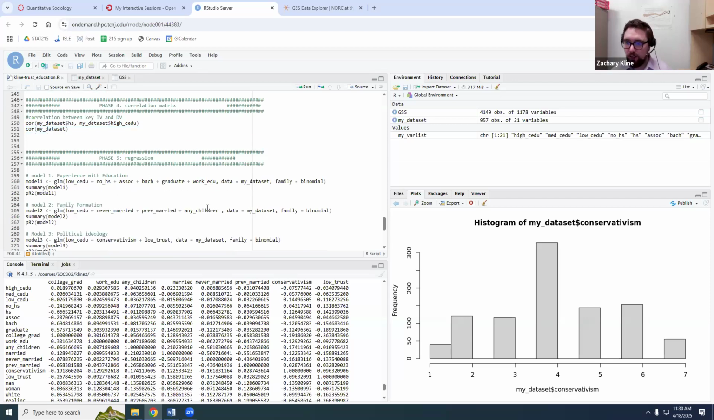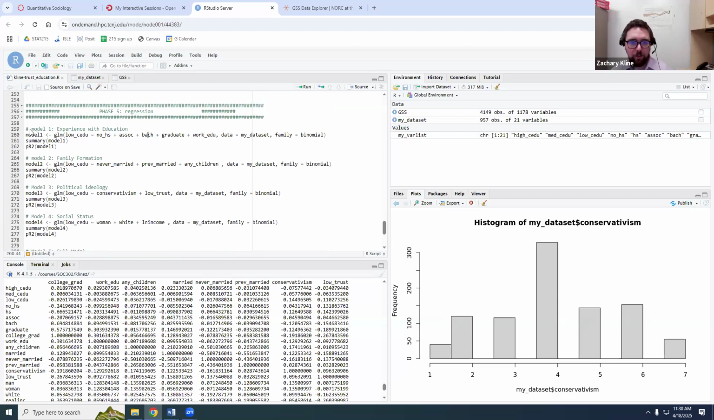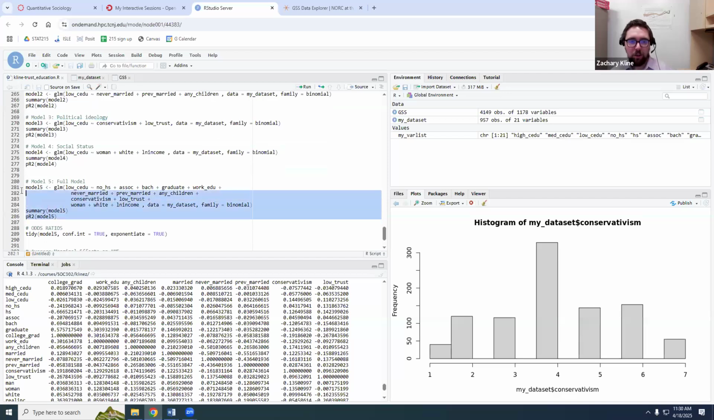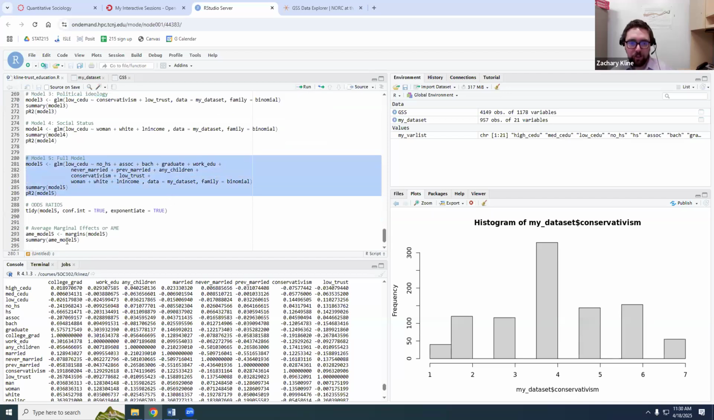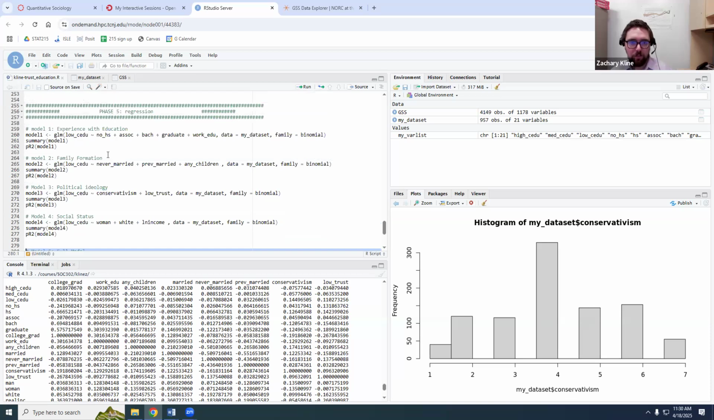All right, down to our regression. The way we're going to do this is we're first going to have a model for each of the variables corresponding to each independent concept. And then we're going to finally go to our full model. And this is where I'll talk about the odds ratios and average marginal effects.